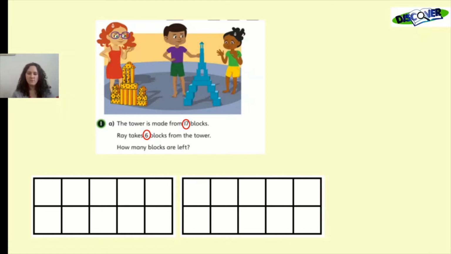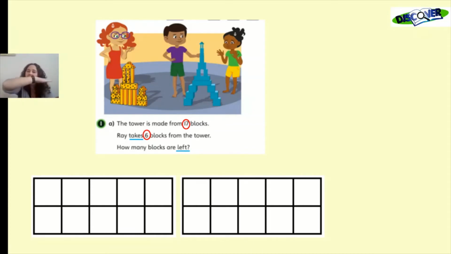So let's look at the question. What words can you spot that might help us? Well done. I'll show you the words that I spotted. Here, if Ray takes 6 blocks, that's showing to me that some blocks are going to go, so the amount is going to get smaller. And then here it's asking us how many are left. Again, that word left is telling me that some have gone, so the amount is going to be getting smaller. Let's have a think. If an amount is going to get smaller, what does that mean? Are we adding or are we taking away?